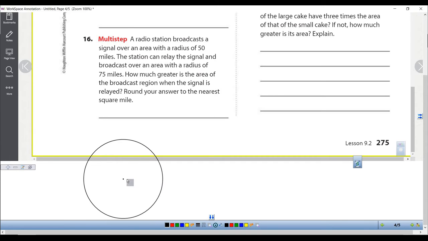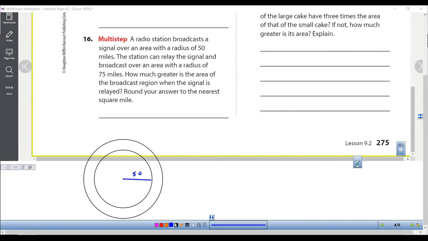And then inside that circle, I'm going to make a second circle. All right, about like that. Okay, now we have 2 radii, right? We have the smaller radius of 50. So I'm going to go from here to here. And that's the radius of 50.